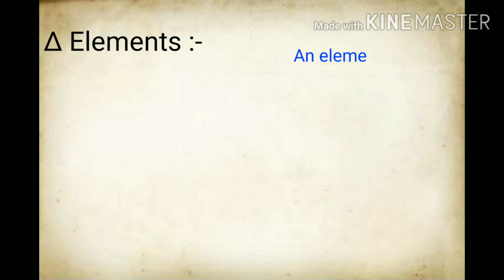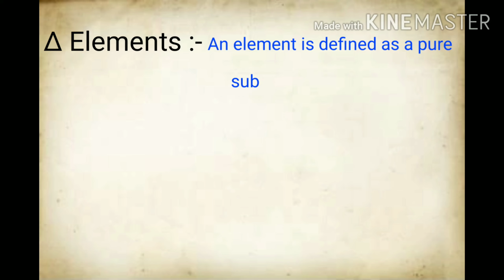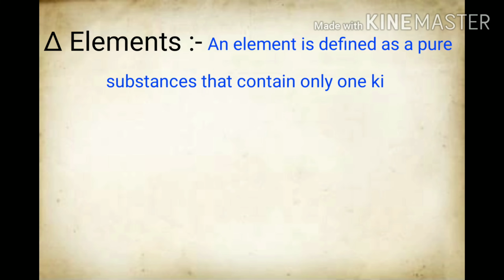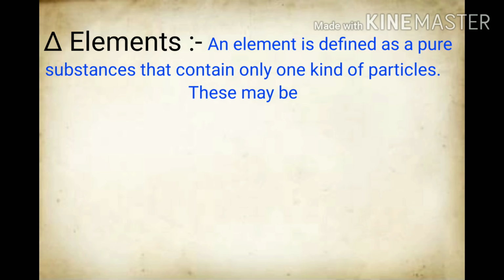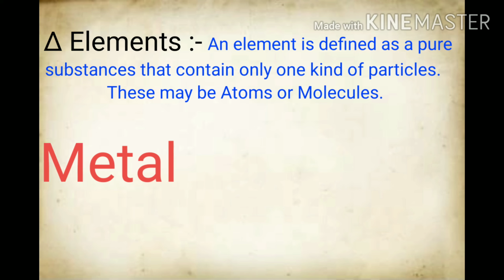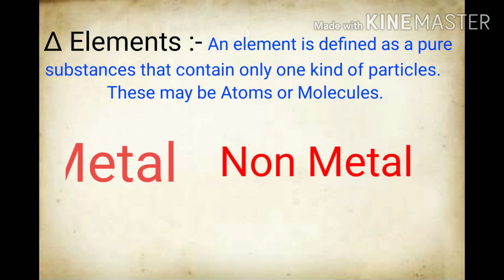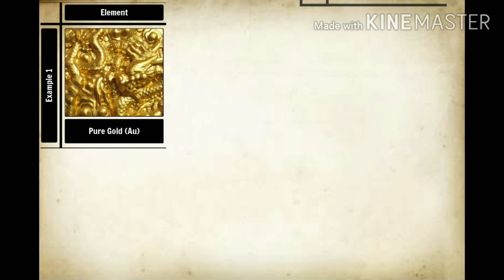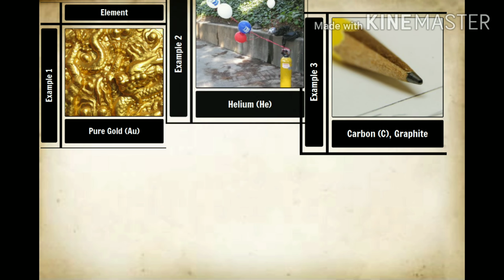Elements. An element is defined as a pure substance that contains only one kind of particles. These particles may be atoms or molecules. Elements can also be categorized into metals and non-metals. Examples of elements are gold, carbon in the form of graphite, and helium.